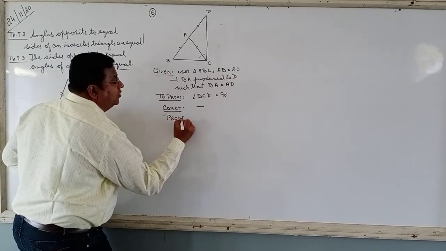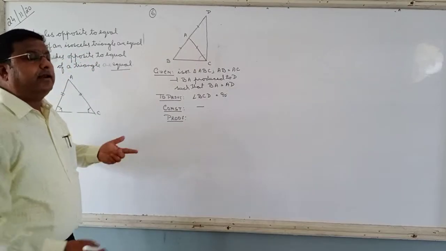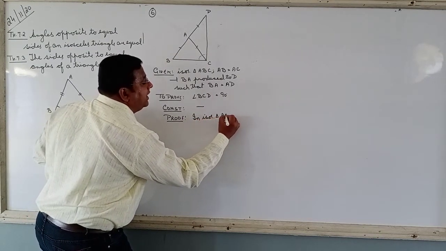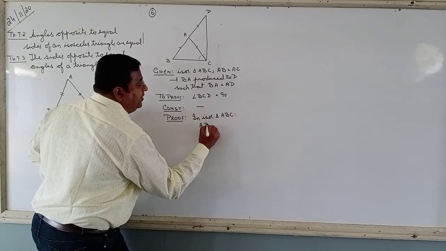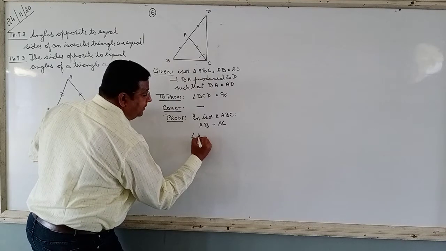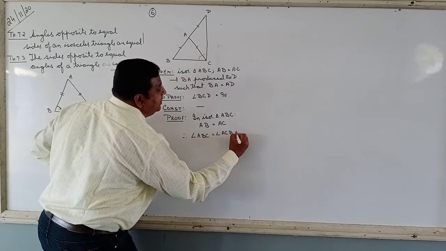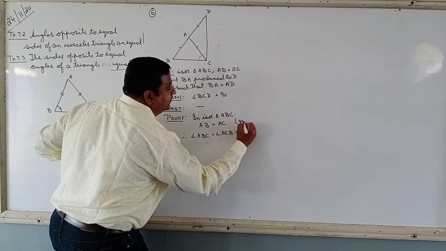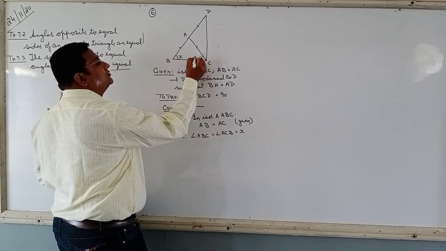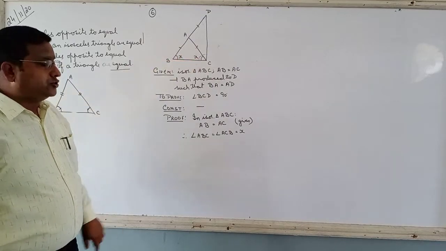Proof. We know in a triangle, if two sides are equal, angles opposite to them are also equal, right? In isosceles triangle ABC, AB is equal to AC, so therefore angle ABC is equal to angle ACB equals x. This angle is x and this angle is also x, because two sides are equal, angles opposite to them are also equal.